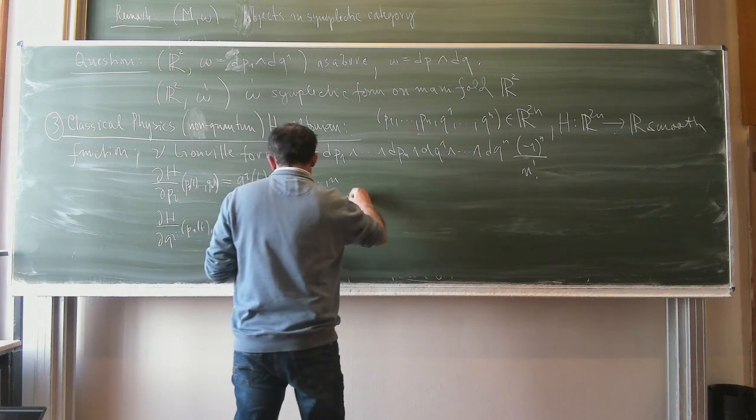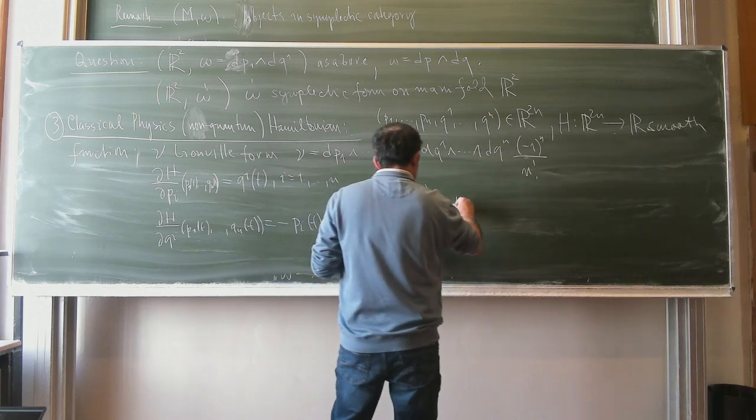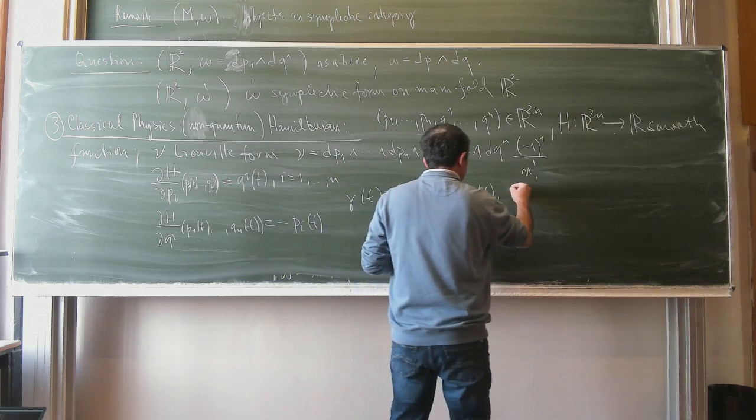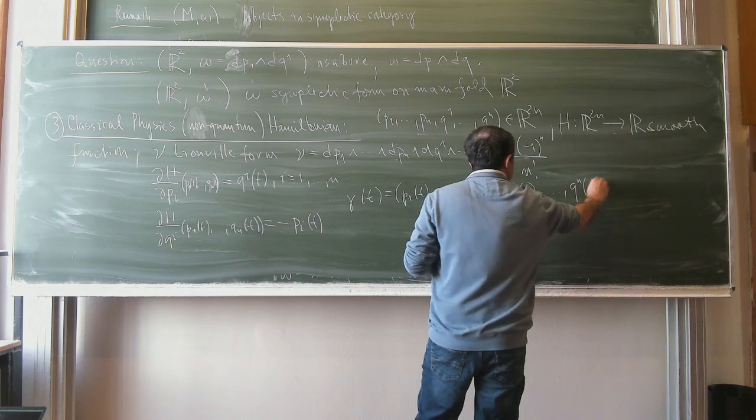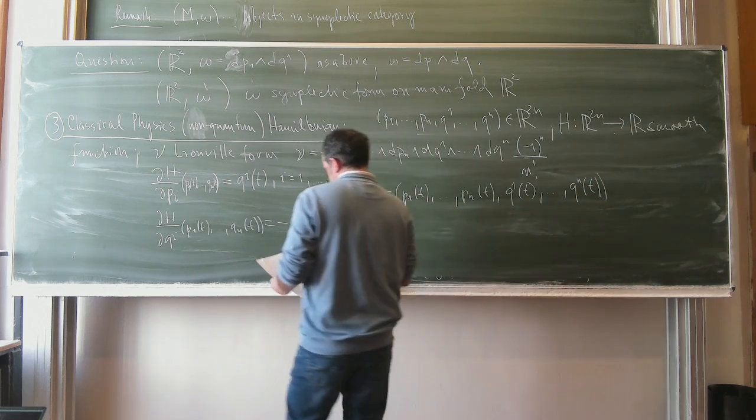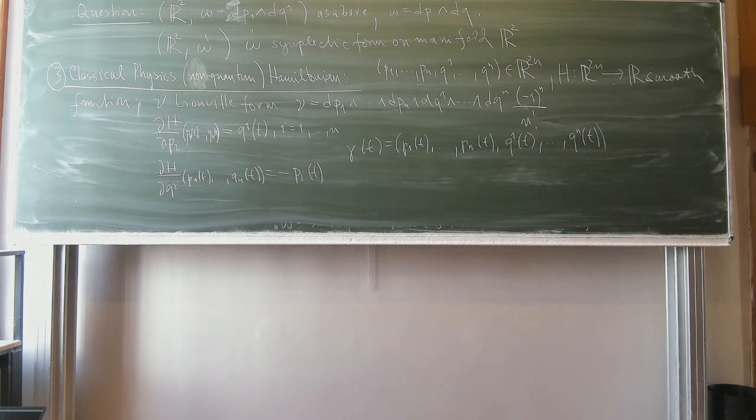for a curve, which I might specify as gamma(t), being (p_1(t), ..., p_n(t), q_1(t), ..., q_n(t)). So how to put it in the realm of symplectic geometry, which we have already discussed, or better to say, how to connect symplectic geometry with these equations.